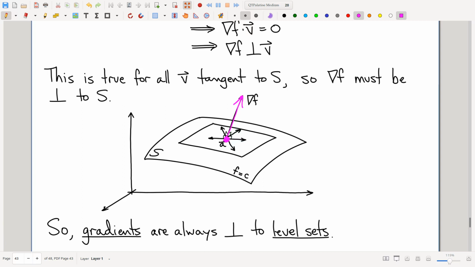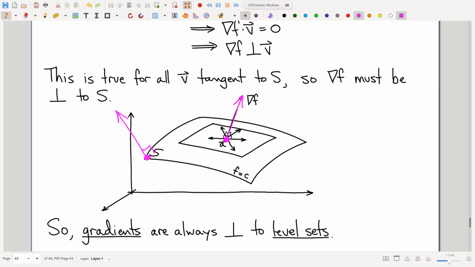Now you bring up very reasonably that at a different point, like over here, I'm going to get a totally different gradient vector, which means I'm going to have a totally different direction, which it better be because it's a totally different part of the surface that it needs to be perpendicular to. Does that make sense? So this is all at a given point.